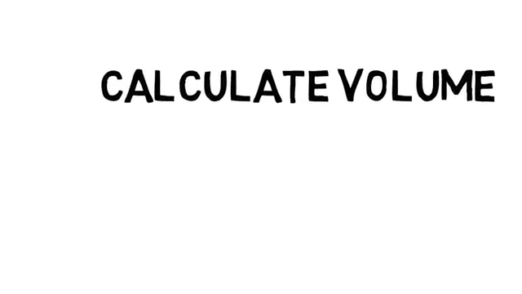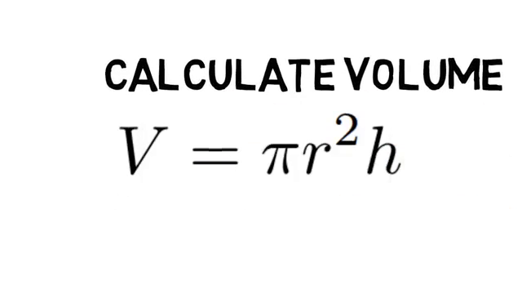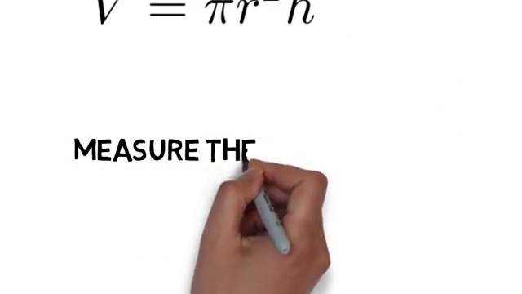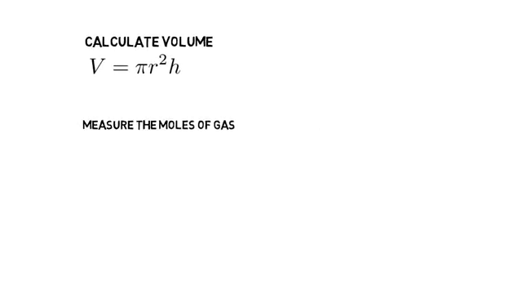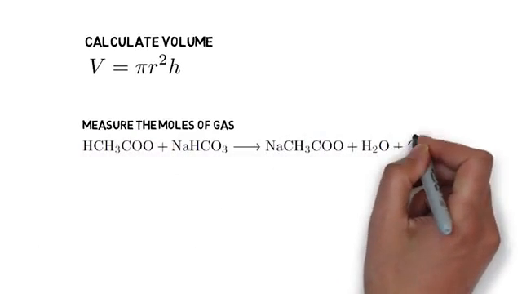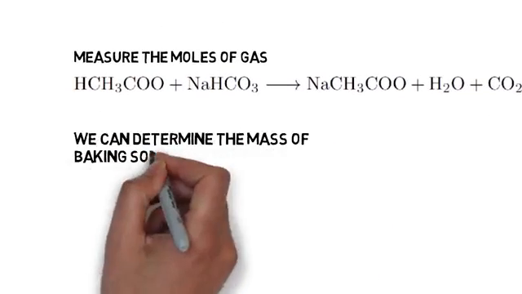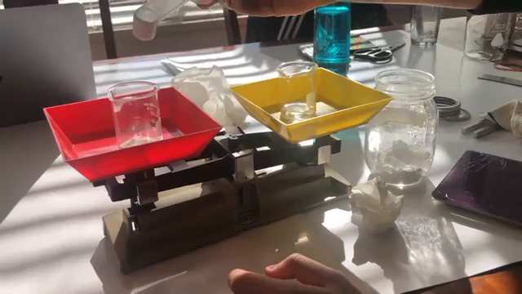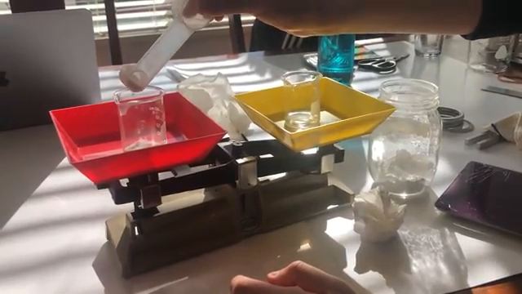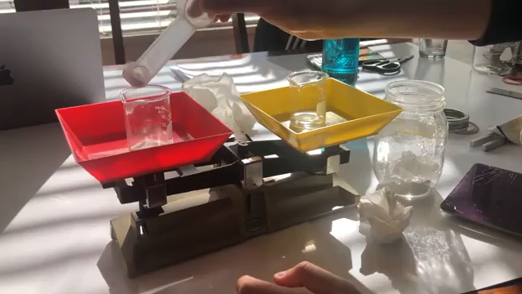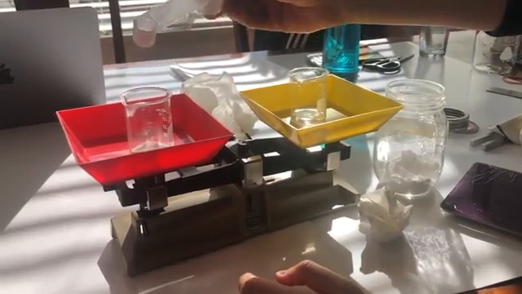Using the strings, we can measure the height of the liquid in the container and calculate volume. To measure the moles of gas, we use a reaction between baking soda and vinegar. As baking soda will be the limiting reagent, we don't need to measure acetic acid. We can determine the mass of baking soda by comparing with water. Knowing the density of water, 5 grams is equivalent to 5 milliliters, so we pour the water using volume calculations as mentioned before, and use a balance scale to weigh out 5 grams of baking soda.